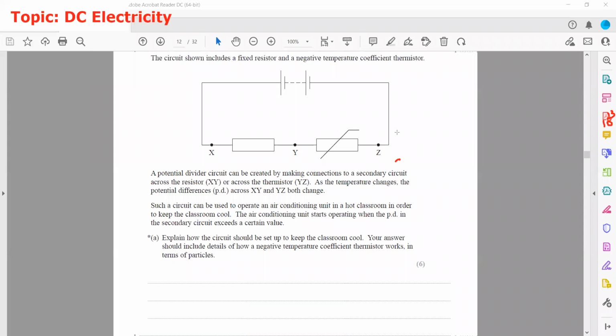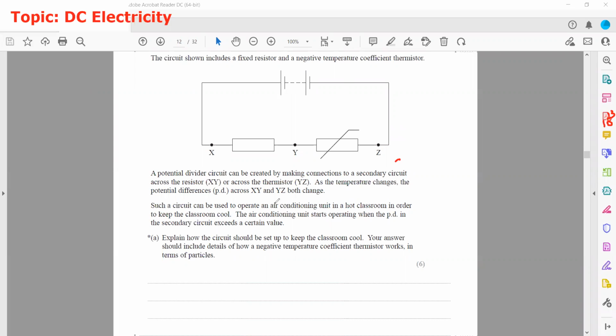So this question is related to the topic DC electricity. The circuit includes a fixed resistor and a negative temperature coefficient thermistor. It means that when the temperature increases, the resistance of the thermistor will decrease. This is also a potential divider circuit, because when two components are connected in series, we call that a potential divider circuit.